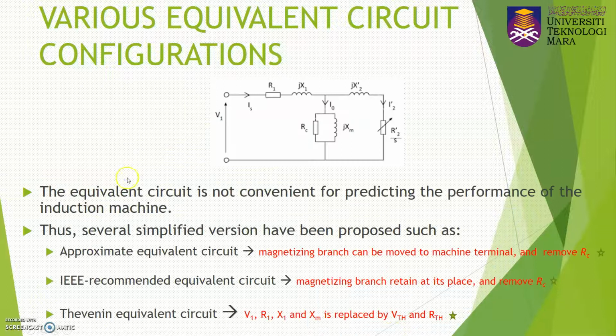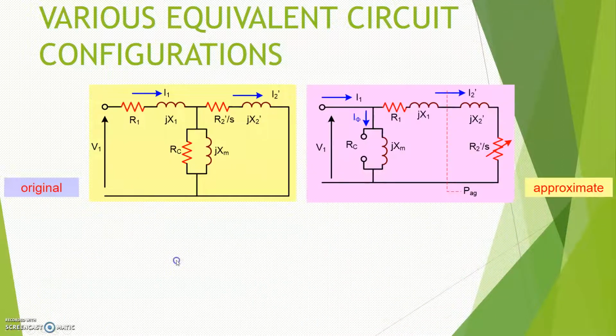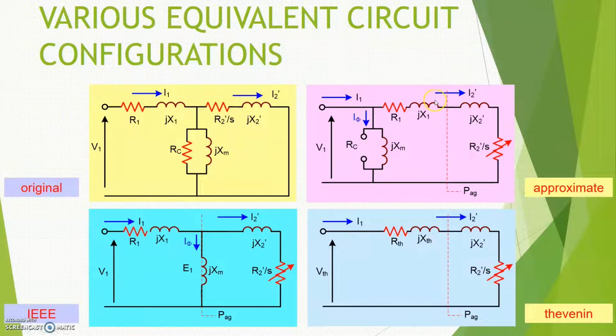This is basically the summarization of all the various equivalent circuits. This is the original one. This is the approximate equivalent circuit, where you move the magnetizing branch to the front side. Here is the IEEE equivalent circuit, where you keep the original location of the magnetizing branch but remove the Rc. For the Thevenin equivalent circuit, we replace R1, X1 and also Xm with R Thevenin and X Thevenin, and V1 we replace with V Thevenin. The I2 prime remains at its original place.